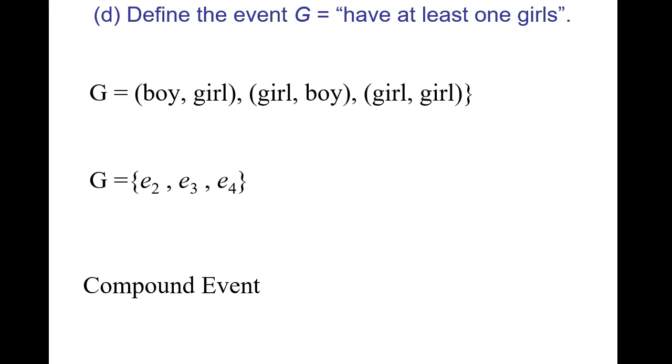Another compound event is capital G, which is have at least one girl. So capital G equals boy, comma, girl, girl, comma, boy, or girl, comma, girl. All three of these events satisfy the compound event of have at least one girl. And again, we can also take advantage of this shorthand notation of E sub 2, E sub 3, E sub 4, as long as we remember what the definitions were of E sub 2, E sub 3, and E sub 4. Again, this is another example of a compound event.